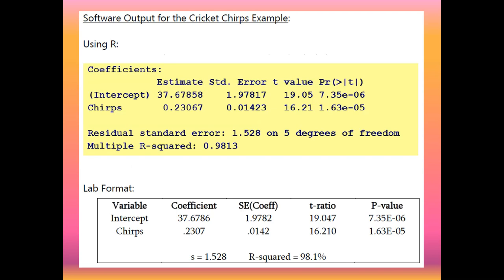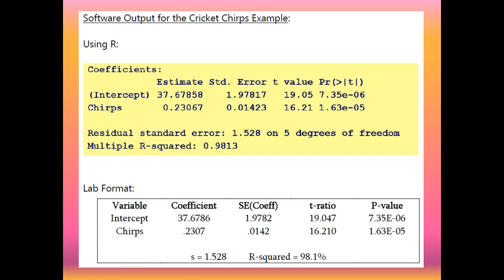Back to the software, if you look at the one that says lab format toward the bottom, the thing that's labeled as t-ratio is the test statistic. 0.2307 divided by 0.0142 is 16.210. The same thing is going on in the intercept row, where 37.6786 divided by 1.9782 is 19.047. But we're not typically interested in the intercept that much. We're much more interested in the slope.